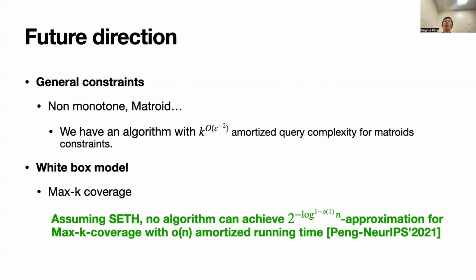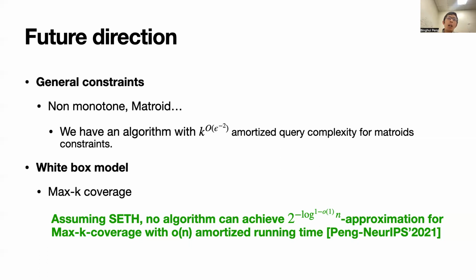And finally, I want to point out a few interesting directions for future research. So first, as usually done in this field, one can consider more general constraints like matroid constraint, or you can relax the assumption of monotonicity. Actually, for matroid constraint, we have an algorithm in our paper with k^(1/2) epsilon^-2 amortized query complexity, which is sublinear, but it's not that practical. Also, another direction one can consider is the white box model.